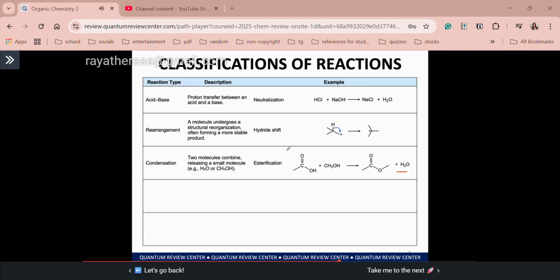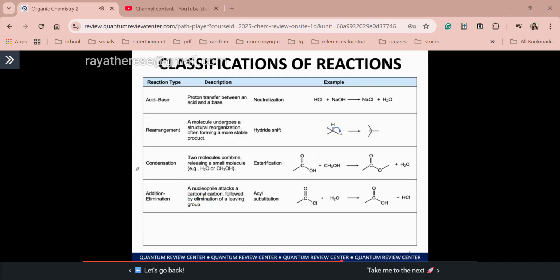Class, second to the last, here is a typical addition-elimination. Sir, what do you mean by addition-elimination? Class, it is a simultaneous process wherein an electron-rich molecule, particularly a nucleophile, will attack a carbonyl carbon and then, consequently, it will be followed by elimination of a leaving group. So class, this is just an integrated type of classification. But for the specific mechanisms, addition and elimination, it's similar to the mechanisms we discussed earlier.